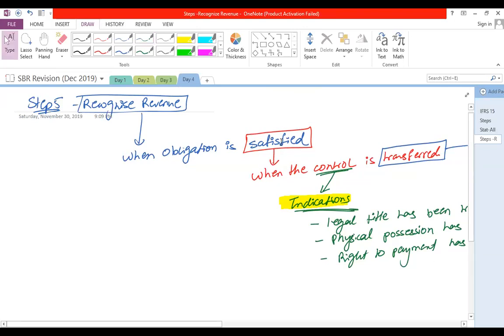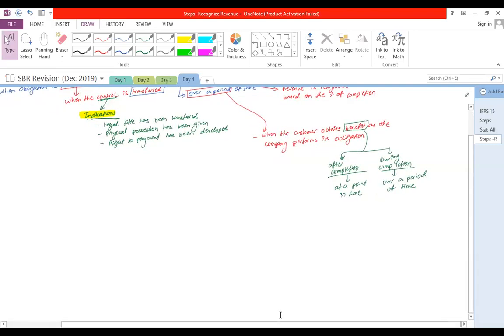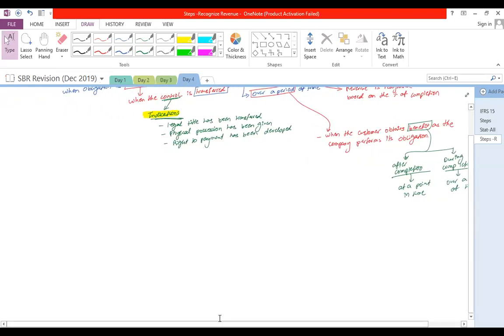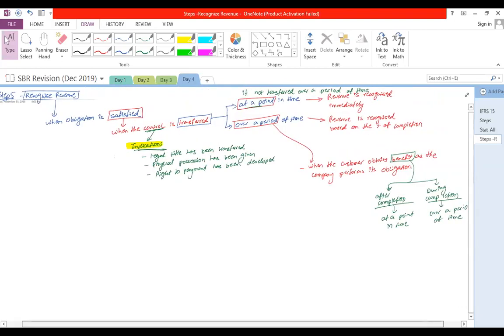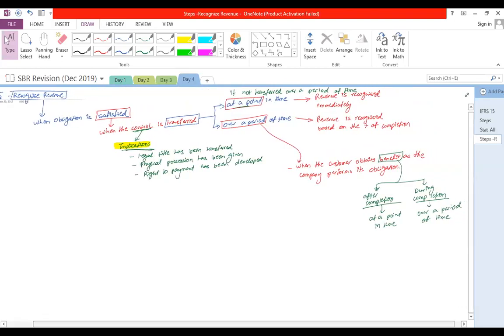Okay, so he wants a snapshot. Here you go, you can take the snapshot now.